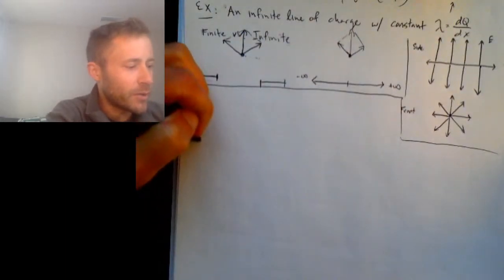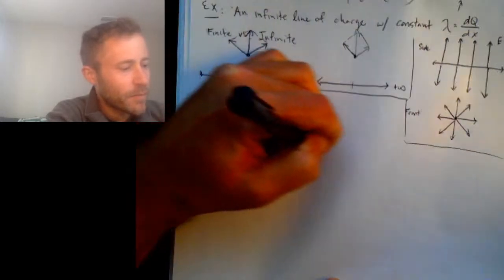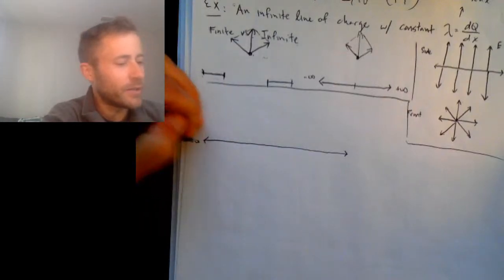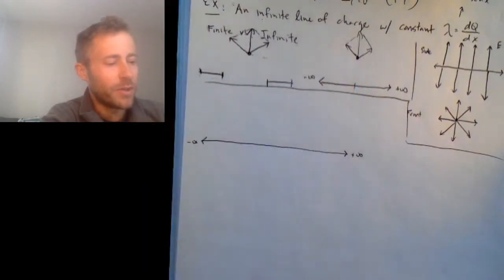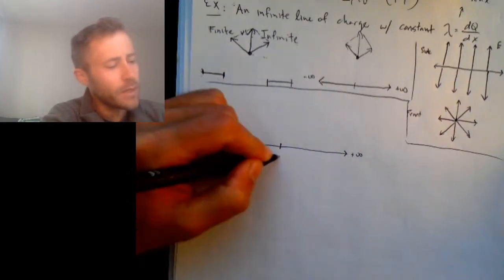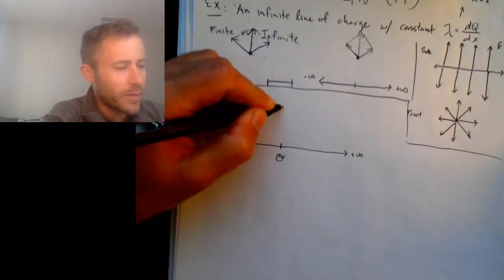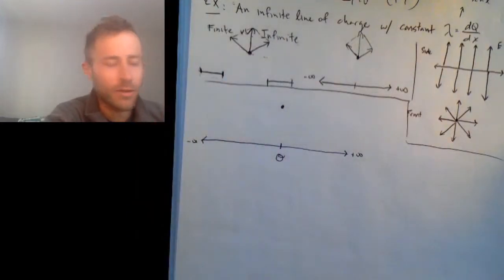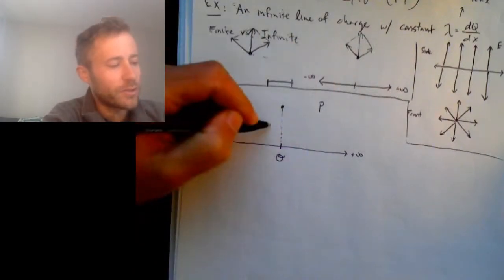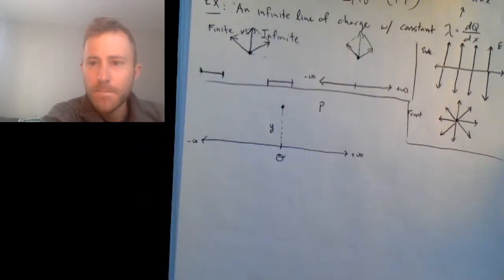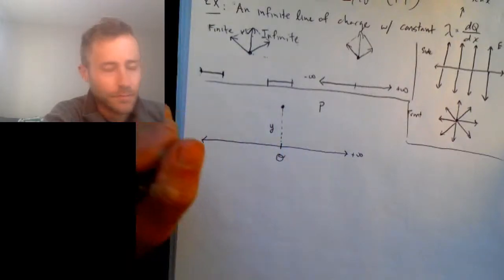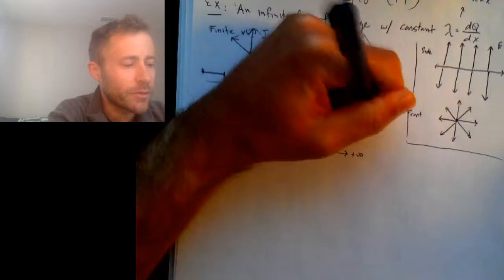So we have our infinite line of charge. It goes from minus infinity to plus infinity. And so basically the line of charge coincides with the x-axis. Here's the origin. And here's our point P, where we calculate the electric field. The point P is a distance y above the origin. And we want to know what is the electric field at point P.